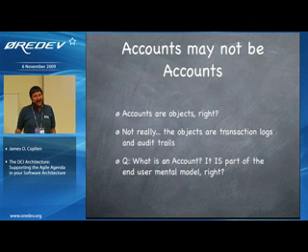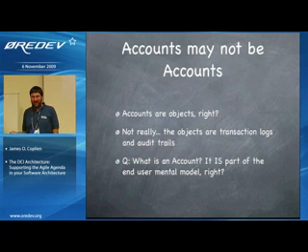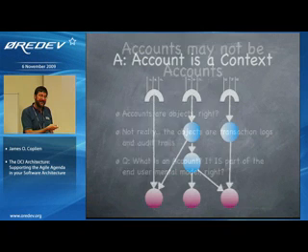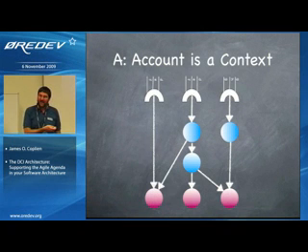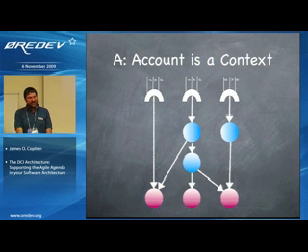So it must be a thing. If we're doing object-oriented programming, which is capturing the end-user model in the code, then it should kind of fly like an object and quack like an object and walk like an object. Well, what is it? It's a context. An account is a context. What is a context? A context is a use case.